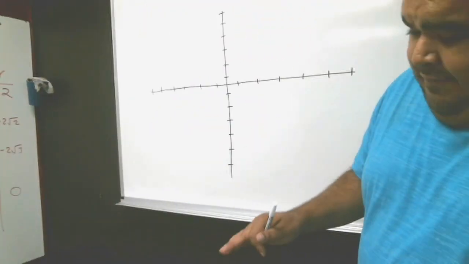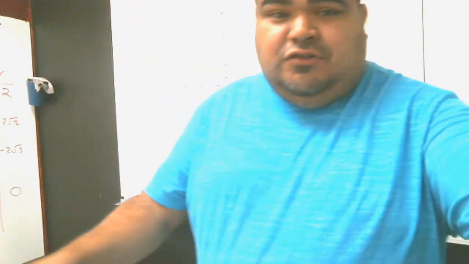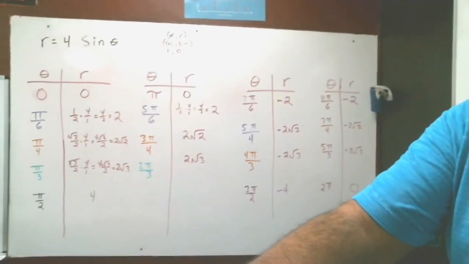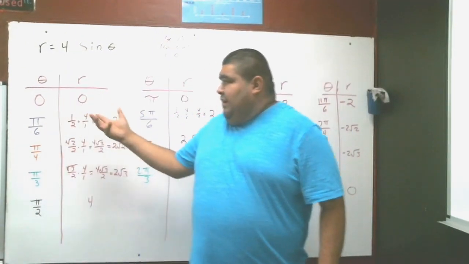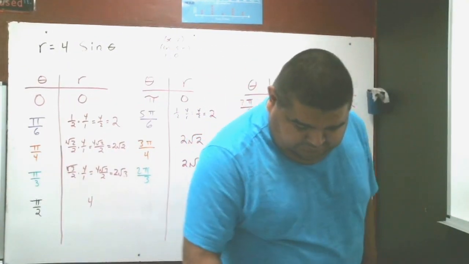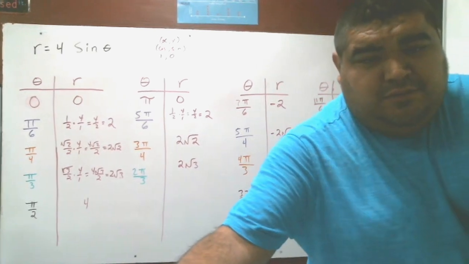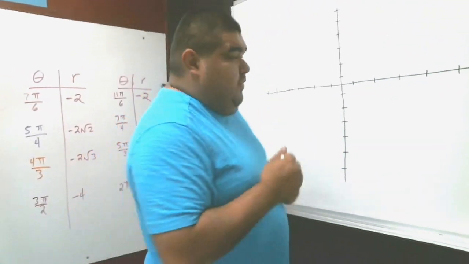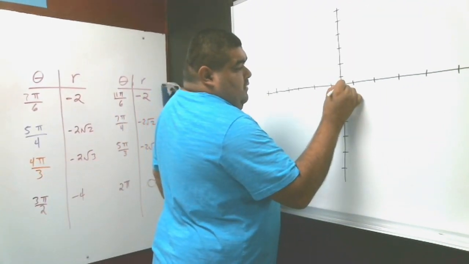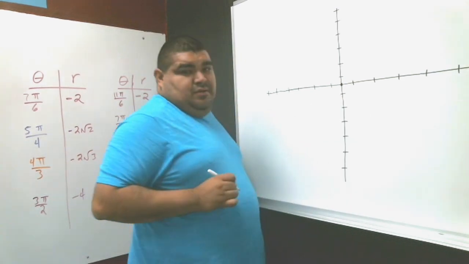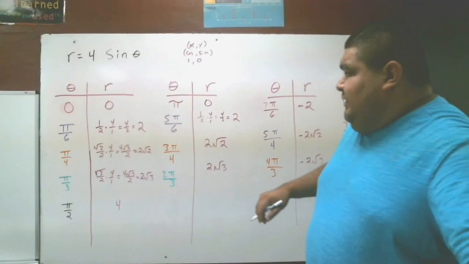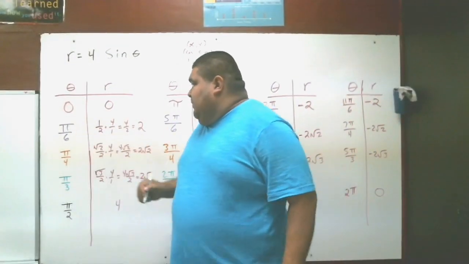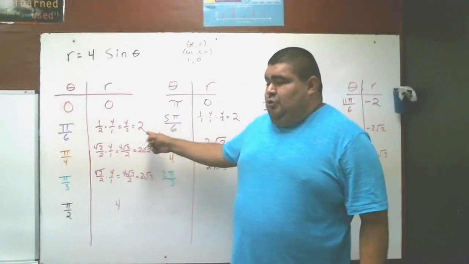Now that we have our graph and we have our solved problems, okay? The first one, we start off at 0, okay, for 0 theta. So we're going to make a point at 0, okay, at the origin. Now, for pi over 6, okay, we're going to go to 2.